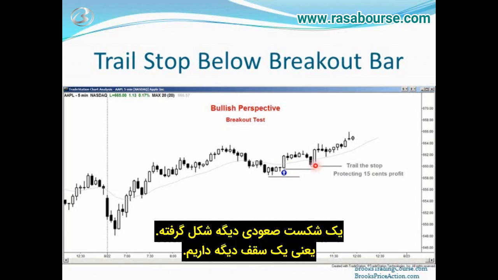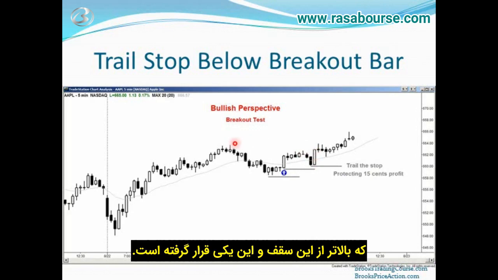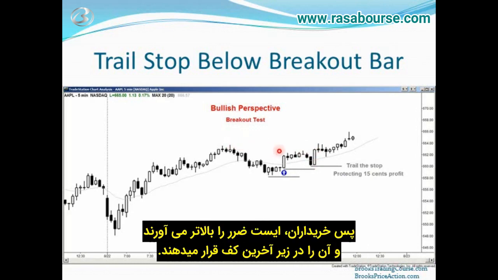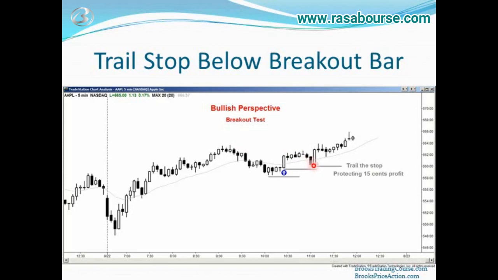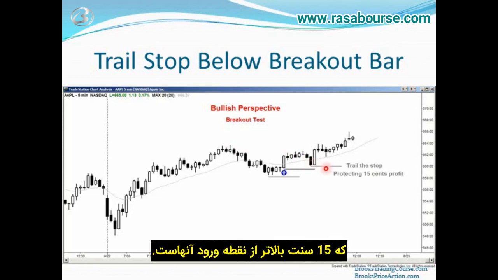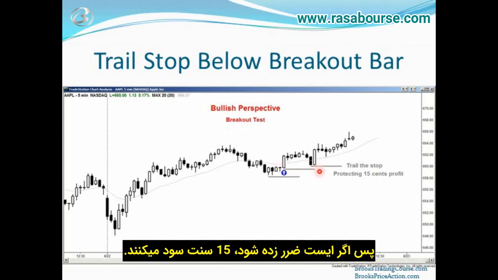Okay, we have another strong bull breakout. We have another high above this high and above this high as well. So the bulls will raise their stop to below the most recent higher low, and now this is 15 cents above their entry price. So if they get stopped out, they end up with a 15-cent profit.